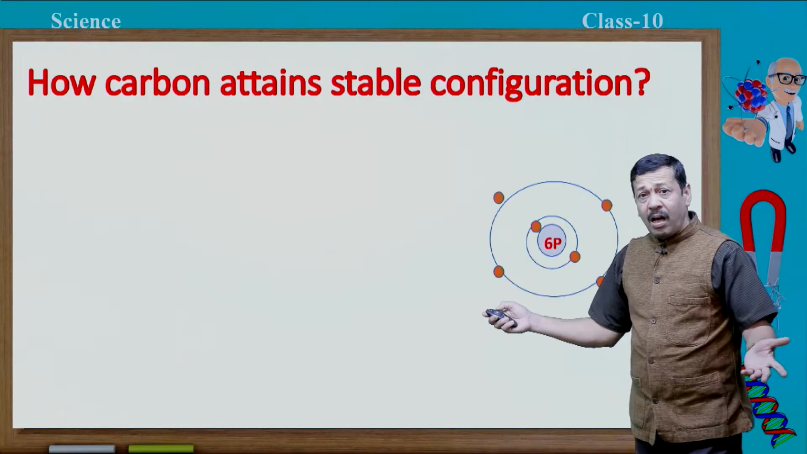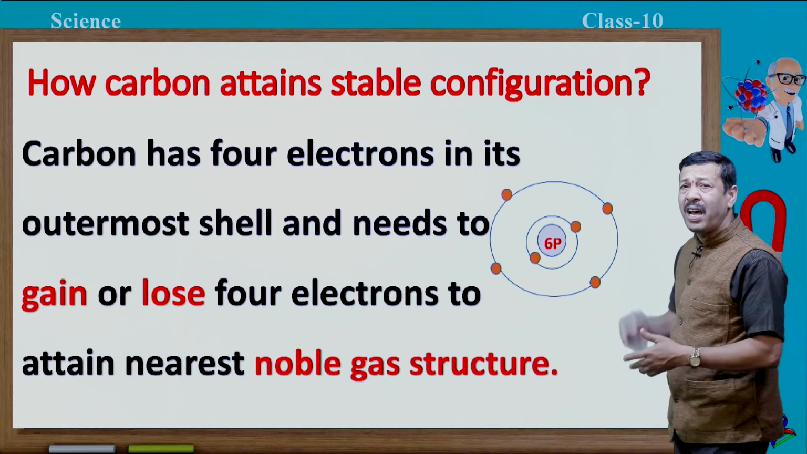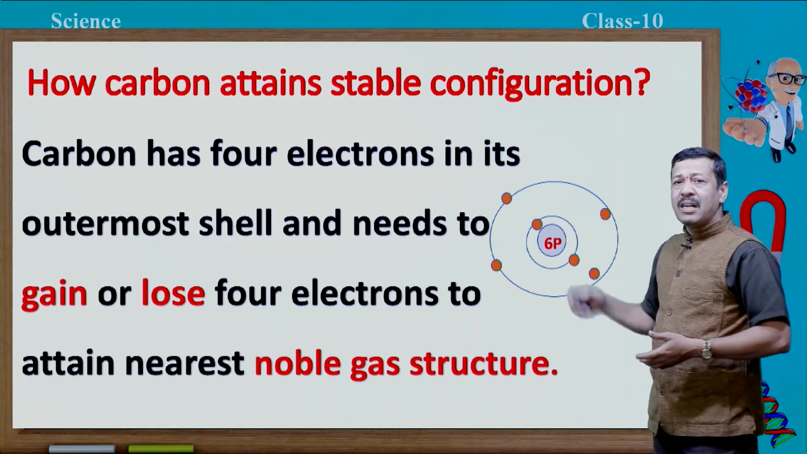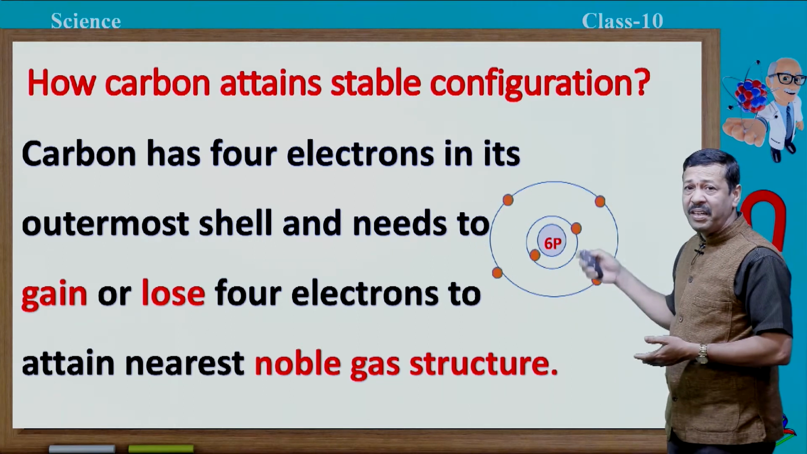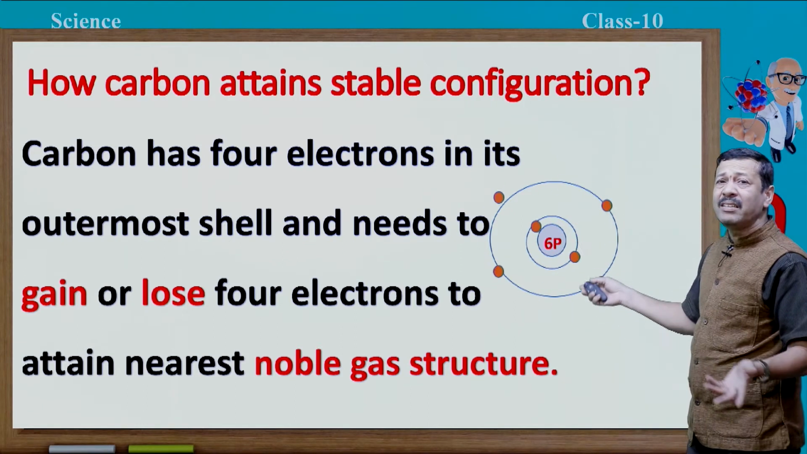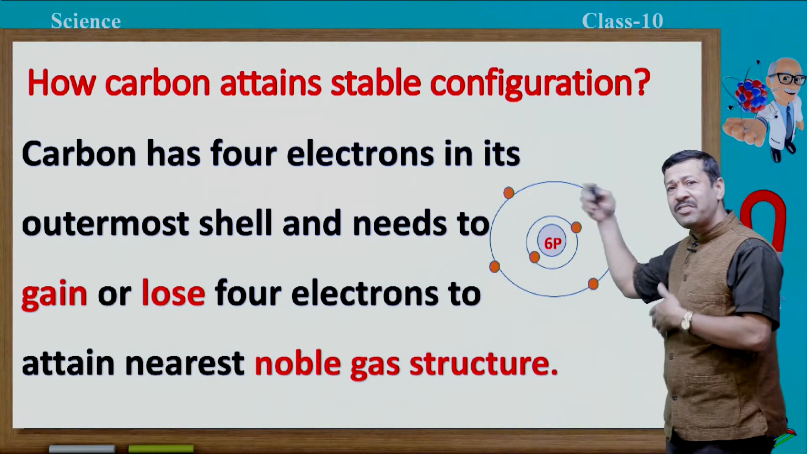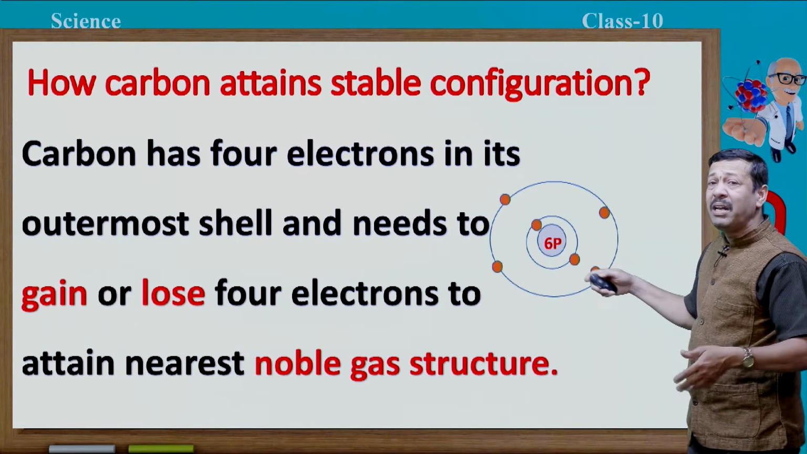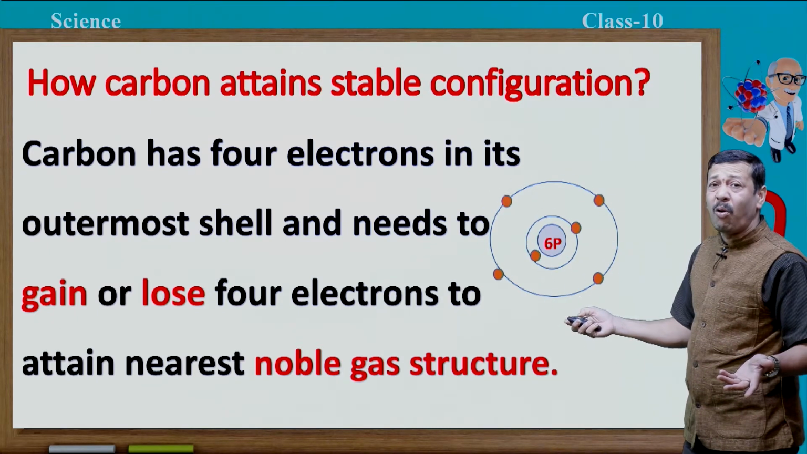How does carbon attain a stable configuration? All the elements have the tendency to attain the octet or duplet, that is the stable configuration. Carbon has 4 electrons in its valence shell, so it needs to gain 4 or lose 4 to attain stable configuration. When it attains 8, it attains the structure of neon. When it attains 2 in the valence shell, it will be the helium structure. Now, that is the crave for stability.